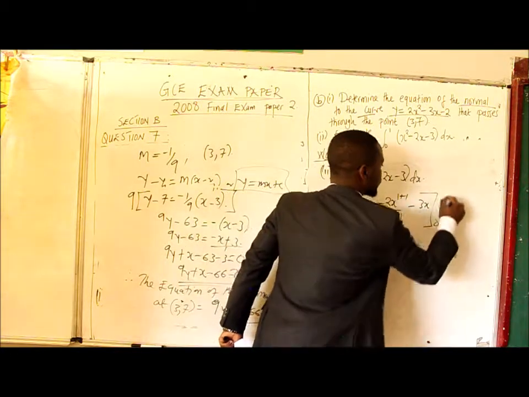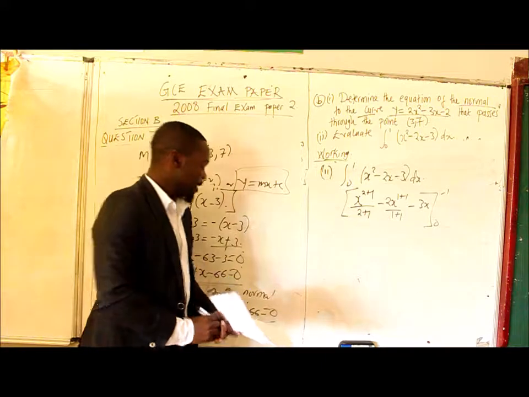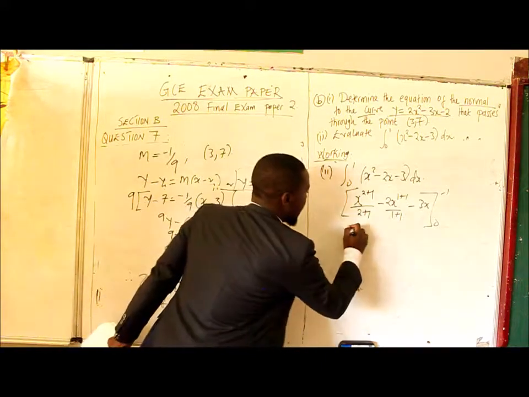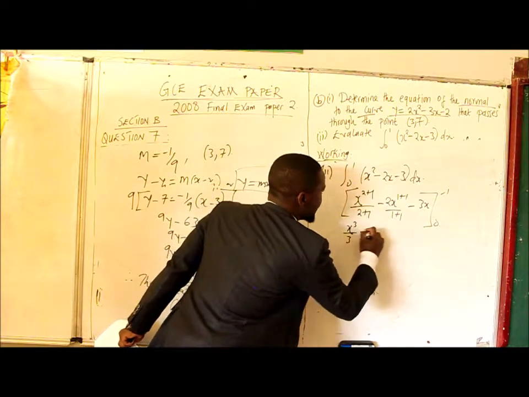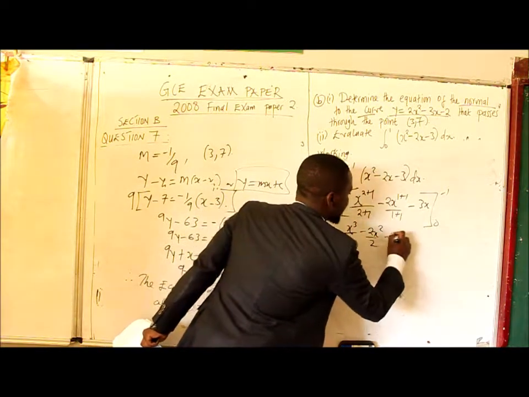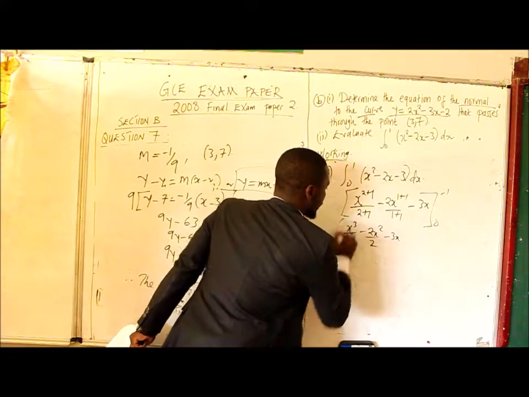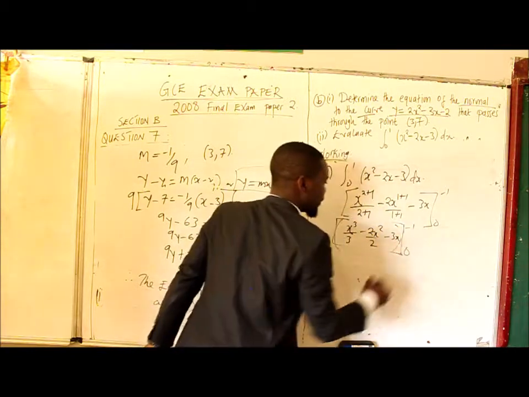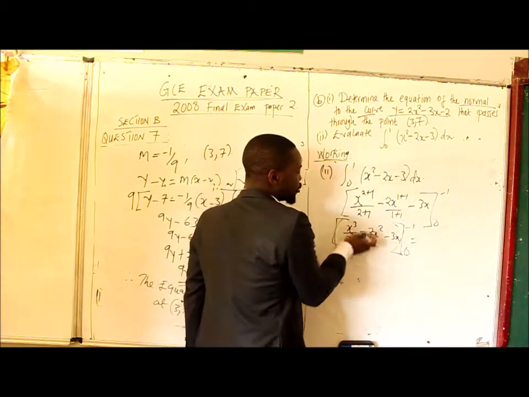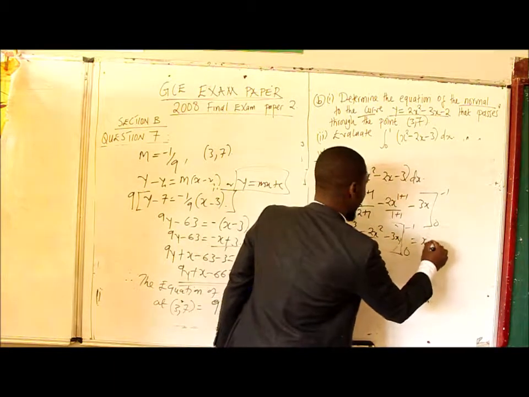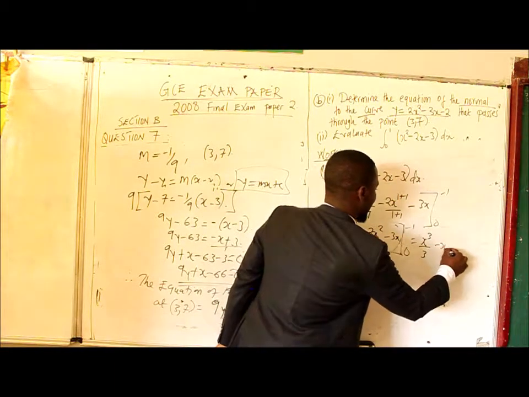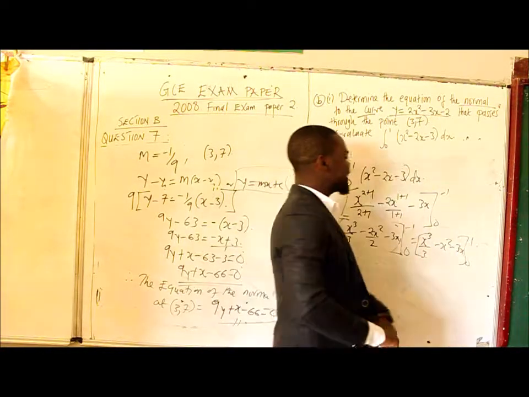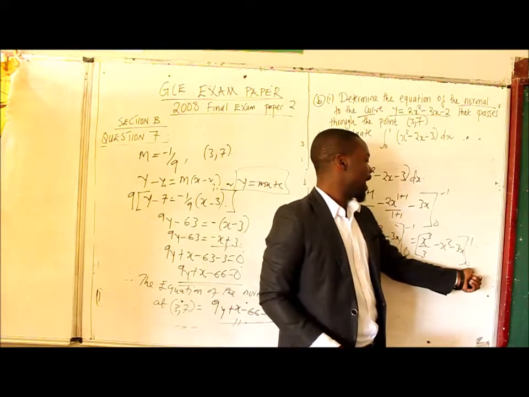Of course, don't forget your upper limit and your lower limit. Alright, so from here we have got x to the power 3 over 3 minus 2x squared over 2 minus 3x, with limits 0 and 1. Let me simplify this component here. So we are going to have x to the power 3 over 3 minus x squared minus 3x, from 0 to 1. So this is your upper limit, this is your lower limit.